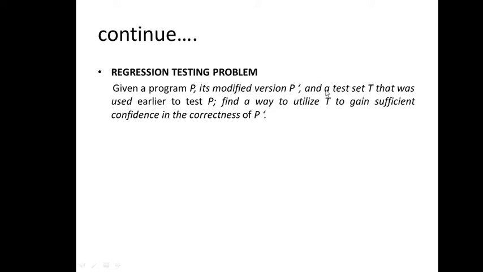Simply, it says that we were testing P with T. Now we are supposed to check this P dash with this existing T, and we need to check whether those test cases present in T are able to identify any error, since the changes have been made here. So technically, we have to gain sufficient confidence in the correctness of P dash. Using the existing test cases, we have to check whether P dash is correct or not, right?